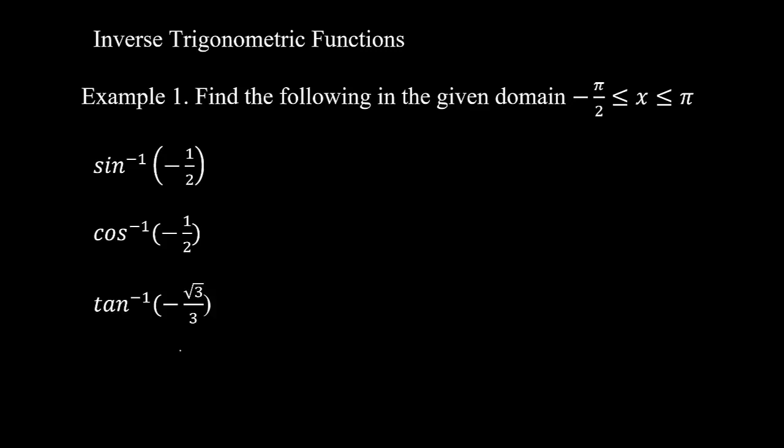Inverse trigonometric functions. We are given a few questions in this example. Now we are saying that our x is the angle which is between negative pi by 2 to pi inclusive. So when you see sine inverse negative half, this is actually the angle x. We need to find what it is.